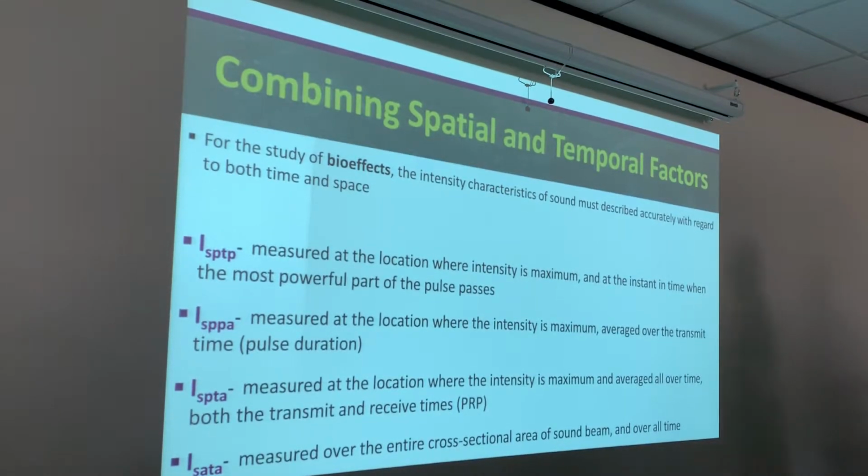Okay, when we're talking about spatial peak pulse average, that's going to be measured at the location where the intensity is maximum, averaged over the transmit time or the pulse duration.